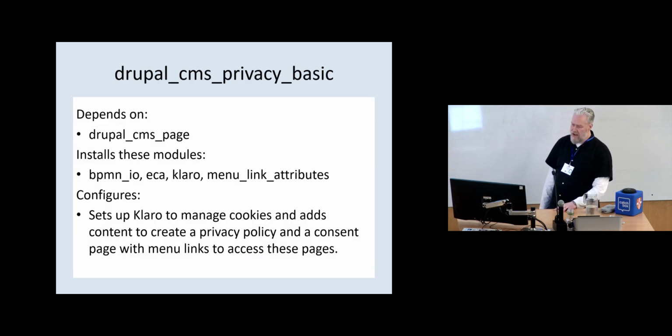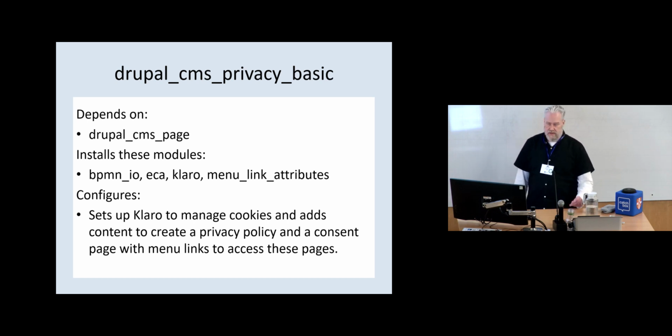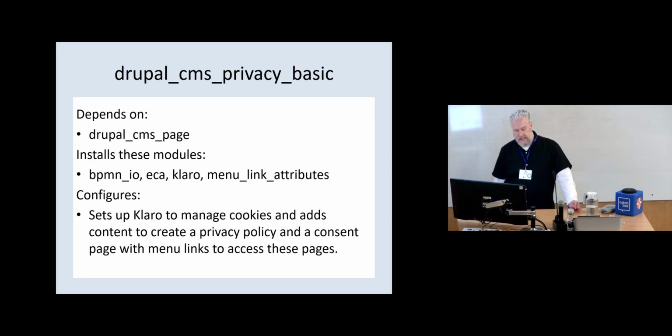Okay, Privacy Basic. Again, we've got the BPMN.io. Klaro is a new module to me. I think it's pretty fresh, and it's used heavily to manage your cookies. And the Menu Link Attributes and ECA are basically put in place so that I think every user gets their own management page to allow them to manage their privacy and consent.